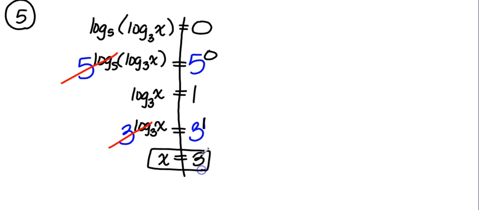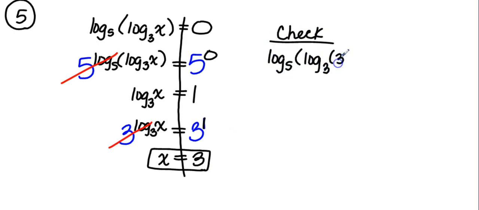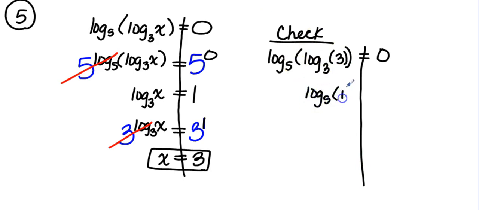Before we say we're done with this, we do need to run it through a check, so let's do that. It's going to be log base 5 of log base 3 of 3 equals 0. Bringing back our properties, I know log base 3 of 3 equals 1, so this becomes log base 5 of 1. 0 is still on the right. And then again for my properties, I know log of 1, no matter the base, log of 1 is 0.